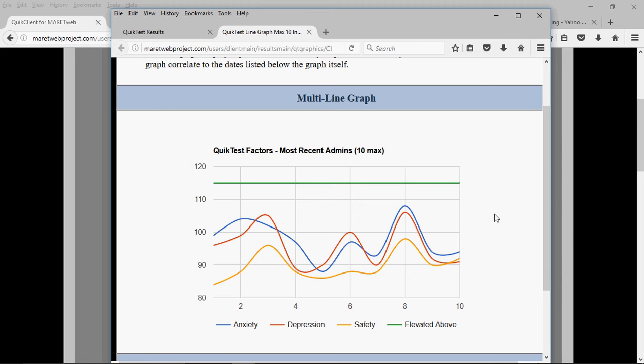This is Robert at MARETweb Project, and today I'm going to respond to a request made by a couple people. This is going to be a video about how to use QuikTest effectively, and that's probably what it's going to be titled, Using QuikTest Effectively.